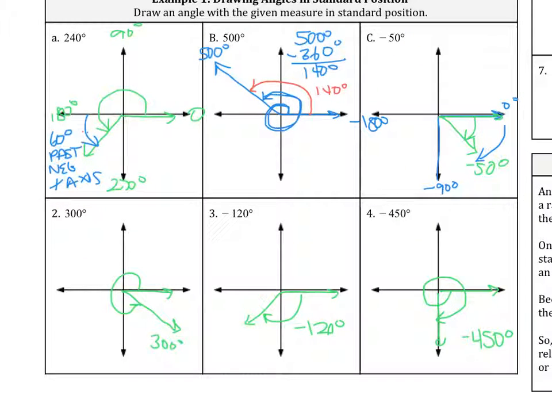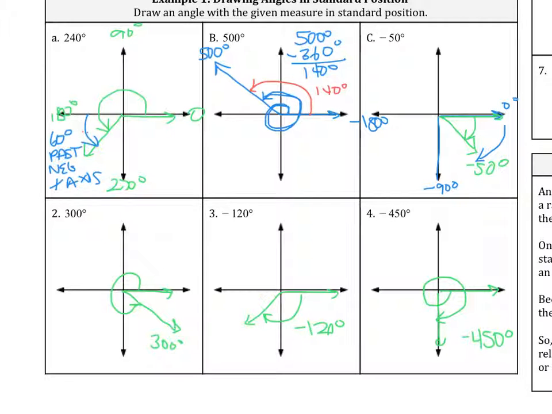Okay, so hopefully you tried it out. If you tried number 2, 300 degrees, it looks like this, and it ends in quadrant 4. Negative 120 degrees ends in quadrant 3, but you go clockwise for negative. Then negative 450 also goes clockwise, but it stops at negative 90 degrees, right? And so that is negative 450.